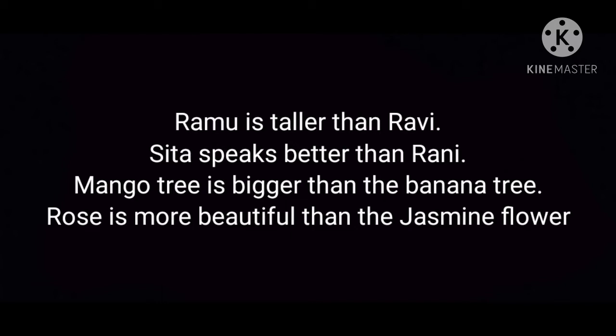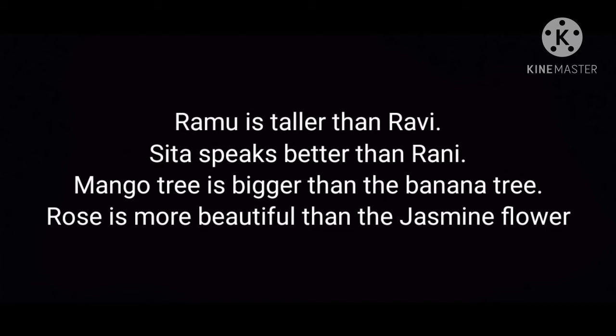Taller than, better than, bigger than. Means when than is there, you want to use the er form. Means the second form of degrees of comparison, while writing the adjectives or comparative degrees. So can you see that? Ramu and Ravi, two things, two persons, whatever it might be. So we want to use the comparative form: taller than, better than, bigger than. So when we have comparison, than is compulsory.